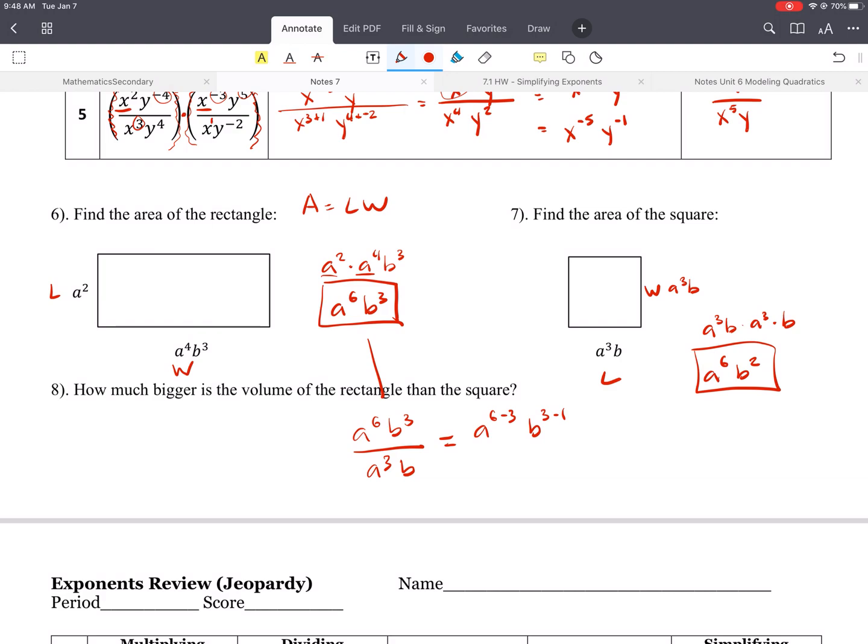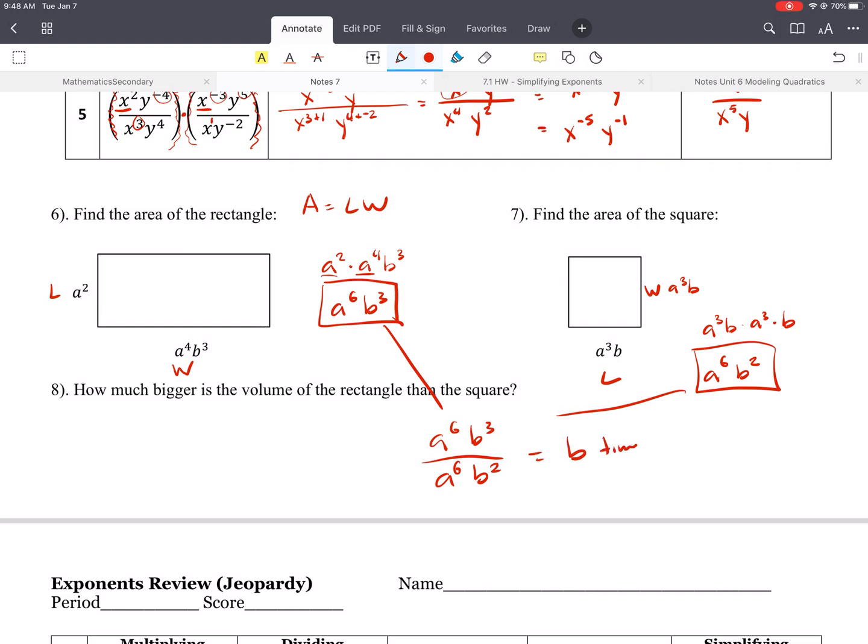Oops, sorry, I wrote this down wrong. This is 6. My bad. Sorry, okay, so we're looking at these two. So that would be a to the sixth, b to the third, divided by a to the sixth, b squared. Okay? So you end up getting b times bigger.